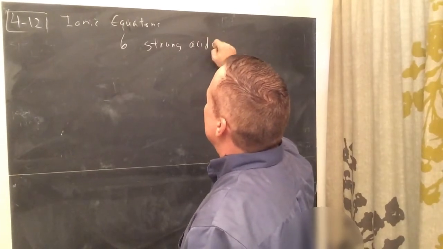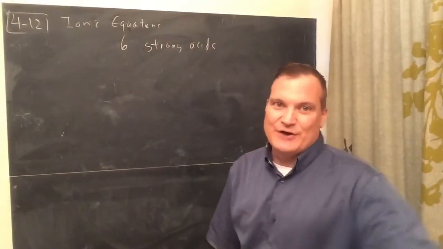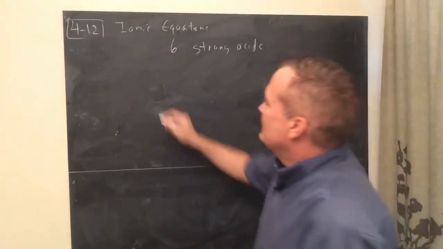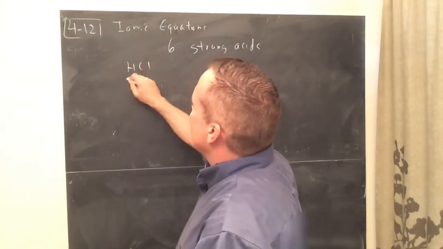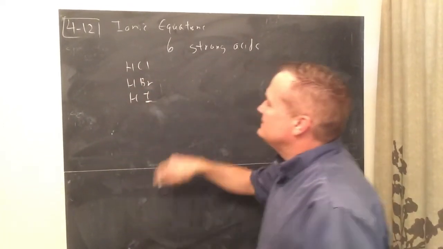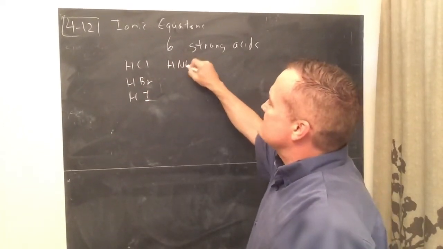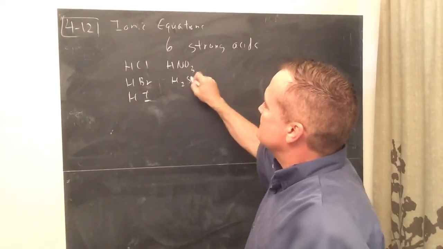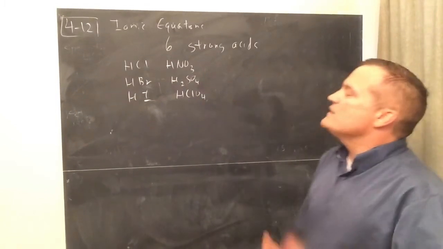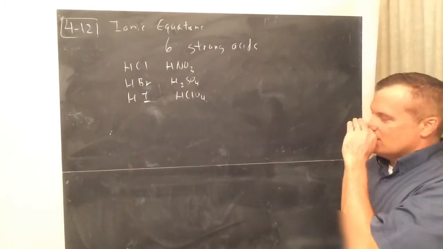And what are they? I know I've told you a couple of times. Well, I don't know if you've seen those videos yet, but I think you've at least seen one video where I said that. They are hydrochloric, hydrobromic, hydroiodic, the friendly acids. Then you have nitric acid, sulfuric acid, and perchloric acid. Okay, what does it mean if you have these acids?